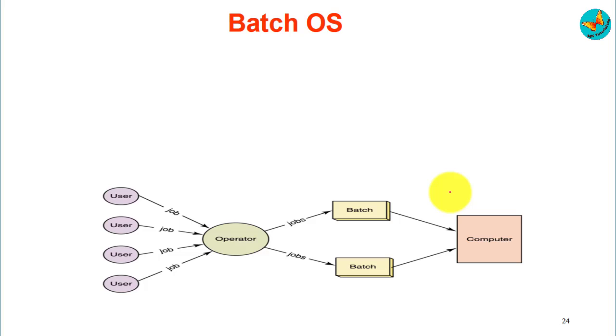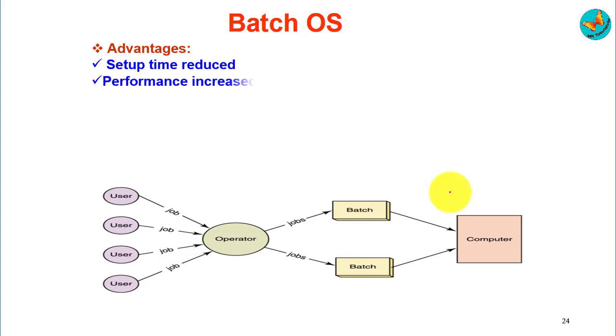Now let us understand the advantages of this batch operating system. Like I already told you, the setup time is reduced, as we have to do the configuration for the first job initially only, then the later jobs are executed smoothly. And since multiple jobs are executed one after another in a batch, obviously performance is increased, and this type of batch operating system was useful for billing and banking applications.